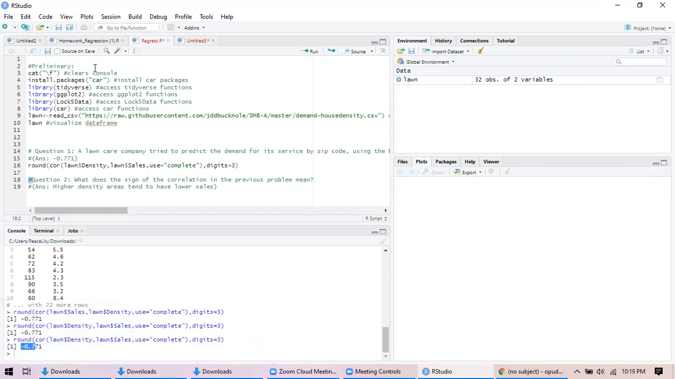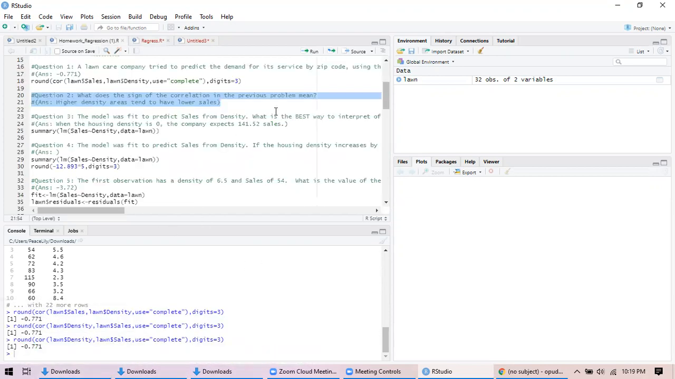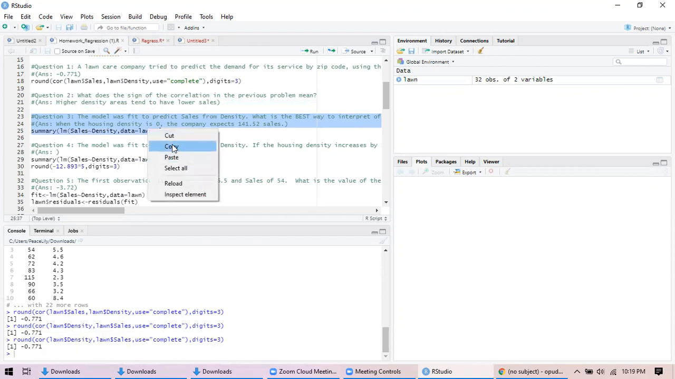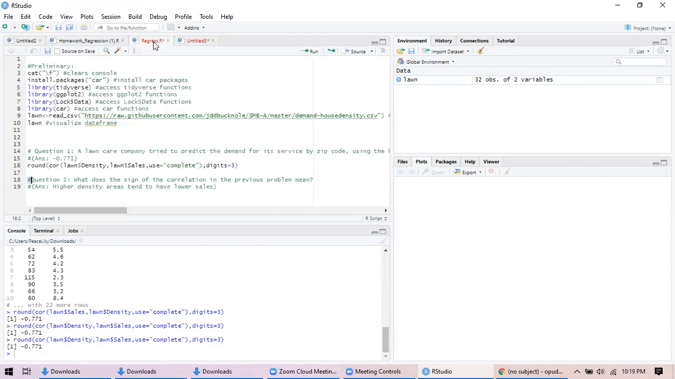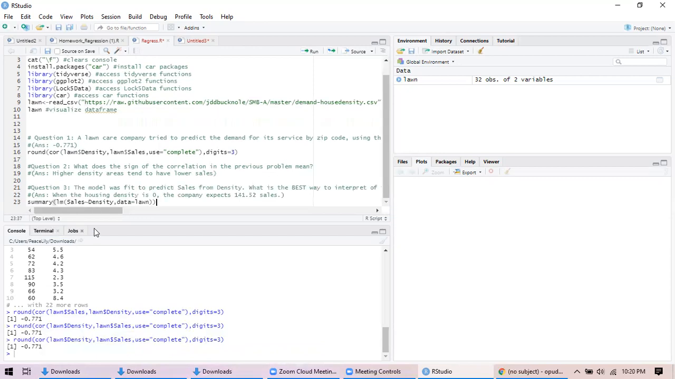Okay, so let me go here and I am going to come out with 23 through 25. Let me think about this one. Model was fit to predict. Okay, this one's a little bit hard, but let's go through it.